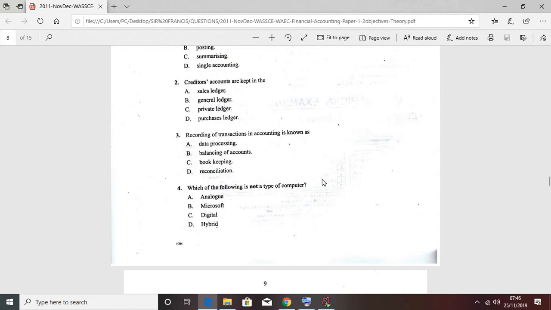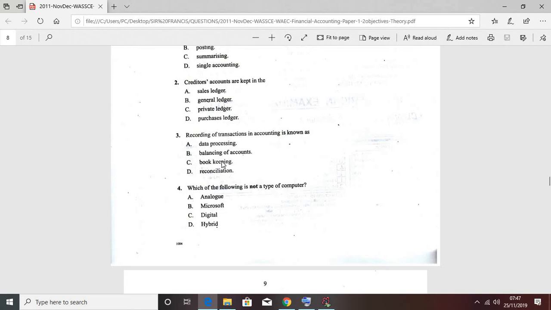Balancing of an account, that one too cannot be the answer. Balancing of an account has to do with, at the end of the day, the account that you've drafted or opened should be closed according to the accounting principle. So that one too cannot be it. We have bookkeeping. Yes, bookkeeping is the answer. What is bookkeeping? Bookkeeping is the art of recording daily transactions in the books of the business. So this option meets the definition for recording of a transaction in accounting is known as bookkeeping.